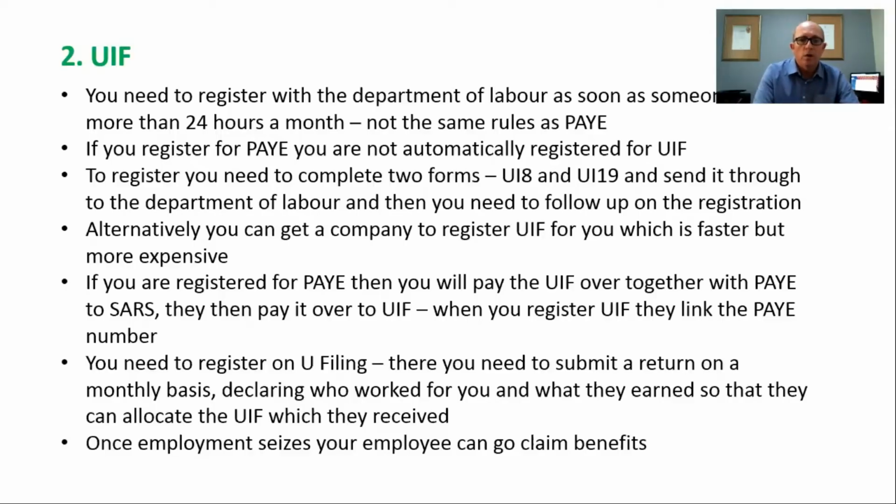If you are not registered for pay-as-you-earn, then you would need to pay the Department of Labour directly. So then there's a different way that you actually make those payments. So with UIF as well, you need to register on the system which they call U-Filing. That is the platform, and there you submit your return on a monthly basis, declaring who worked for you and what they earned, so that they can allocate the UIF which they have received.